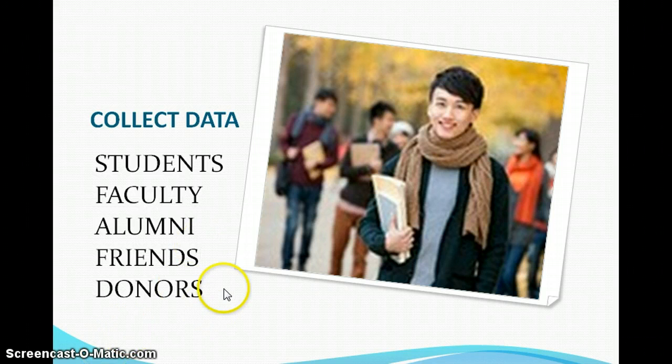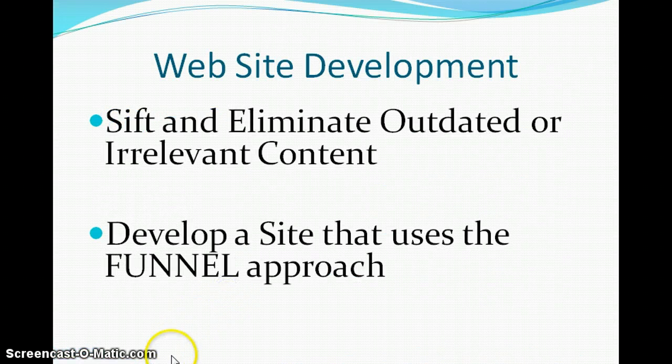Once we get all this information, our goal is simply to deliver it to every kind of user you could possibly have. We're also going to sift out and eliminate outdated or irrelevant content. There's nothing worse than the message that's sent when a user runs across content that is no longer active or relevant. It sends the message that the university doesn't care. We don't want to send that message.